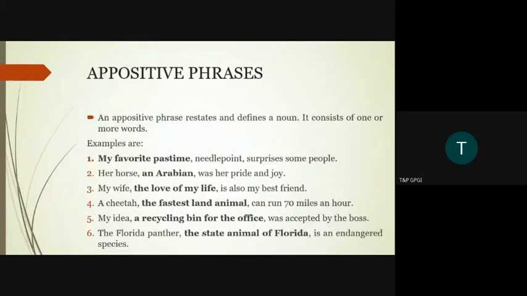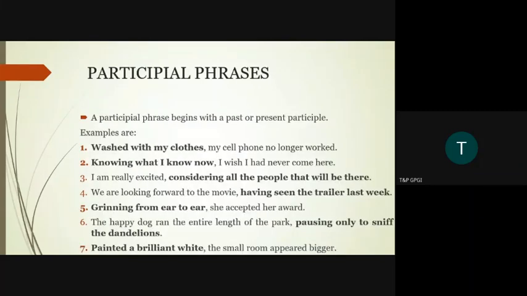Okay, so an appositive phrase is nothing but a phrase that renames and defines a noun. It consists of one or more words. My favorite pastime, one or more words. You can write anything. Needlepoint surprises some people. My favorite pastime, needlepoint, surprises some people. Okay, you don't have to do this, and it is not my personal favorite pastime, but this is an example written here.